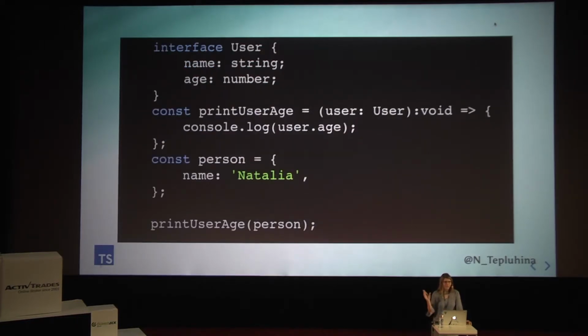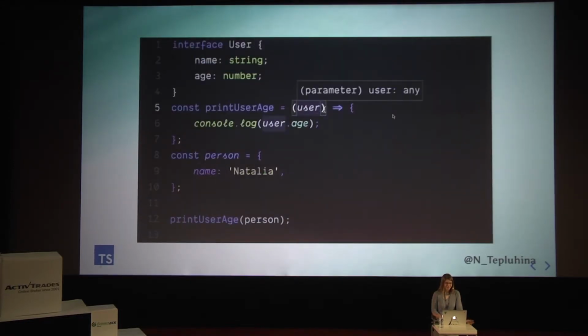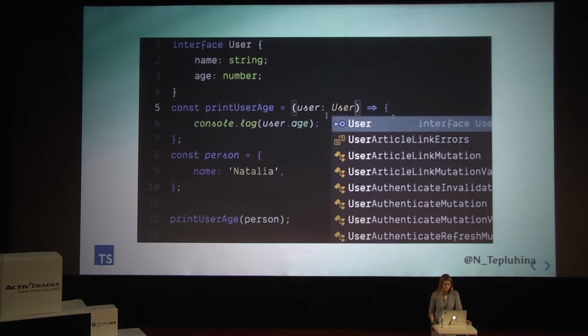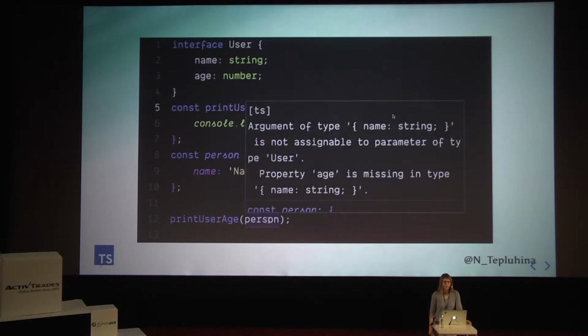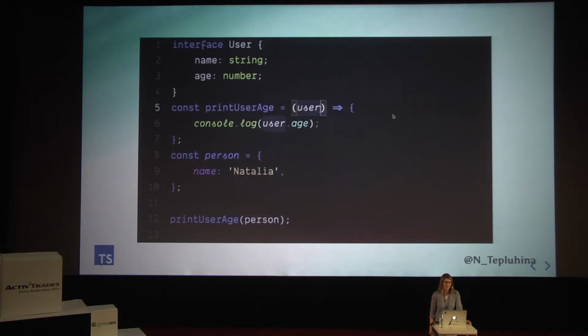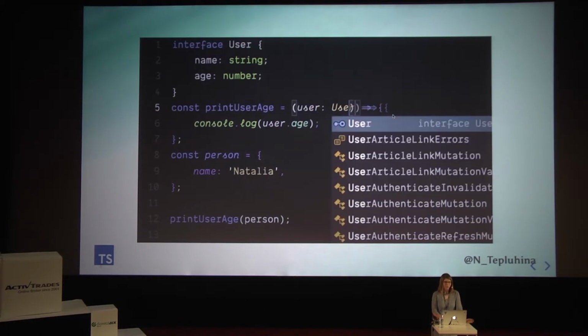Let's try to have the same example with TypeScript. So we are creating an interface user, and we are adding a type to our parameter. And again, trying to print it to the console. Let's have a look at what happened. In fact, you don't need a console. You will see the error immediately in your IDE, even before the code is compiled.